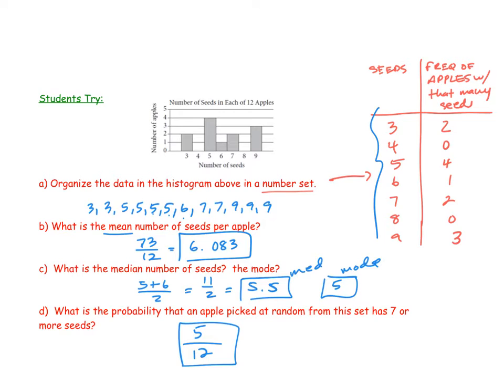So the mean is the average of those 12 apples as far as the seeds are concerned. The median is the middle term. In this case, it's 12 numbers, and 5 and 6 are the 6th and 7th numbers, so you had to average those two to find the median. Again, when there's an even number of numbers, you have to average the middle 2 numbers to find the median. The mode is clearly the easiest thing to find in a frequency table because it's the highest bar, in this case 5. And then the probability the apple picked at random from this set has 7 or more seeds: there are 1, 2, 3, 4, 5 that have 7 or more seeds out of the total, which is 12.